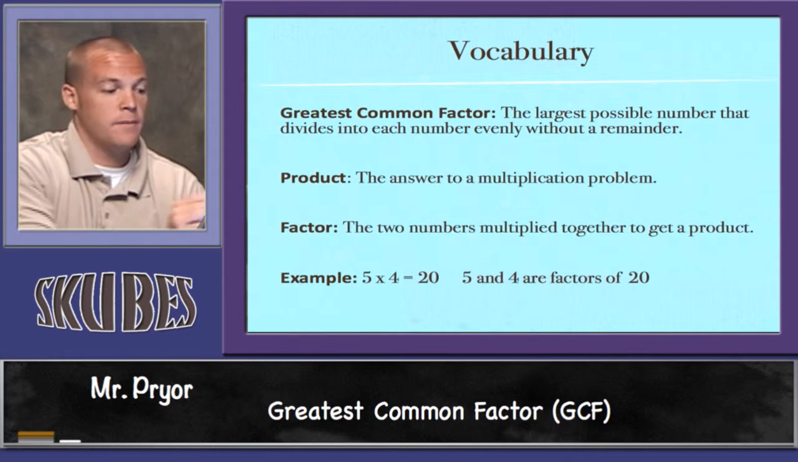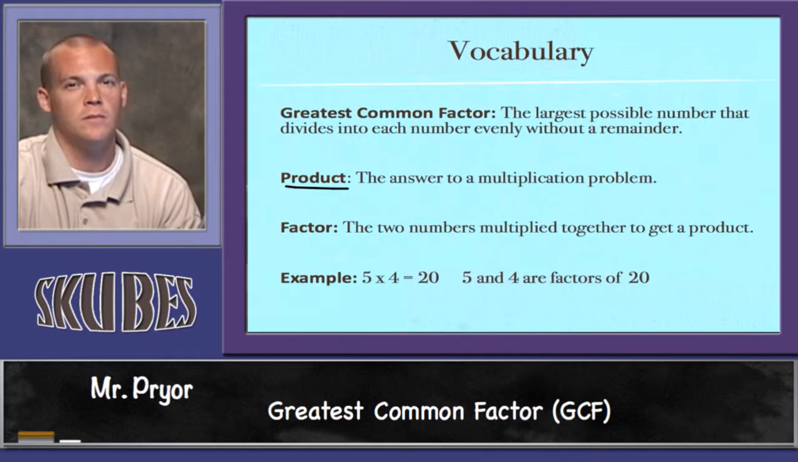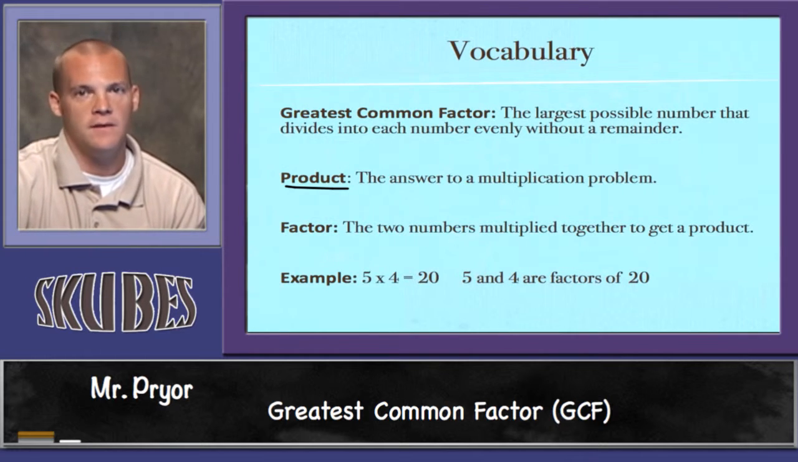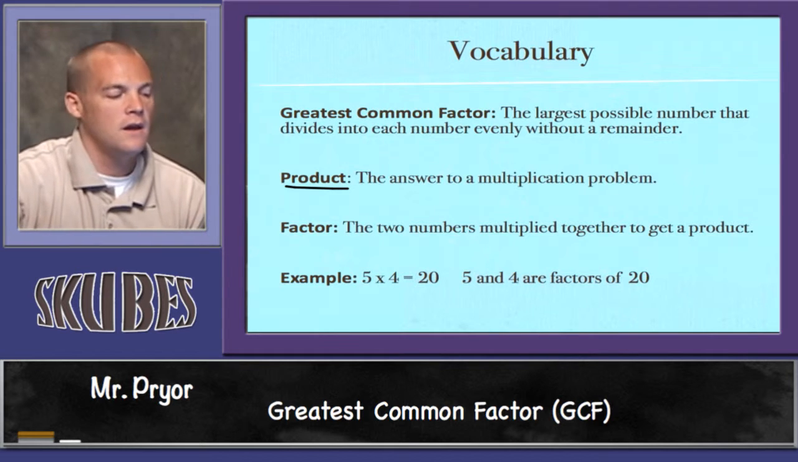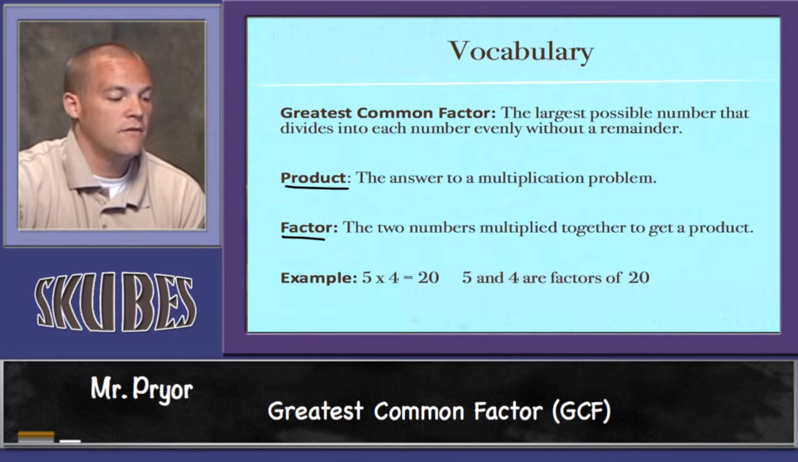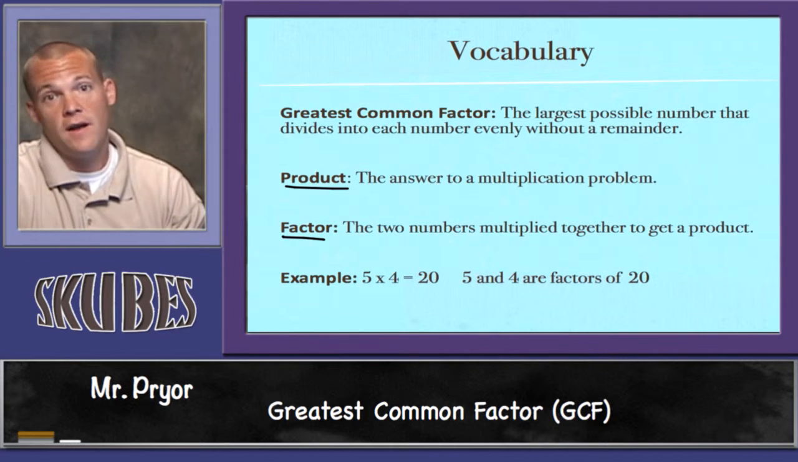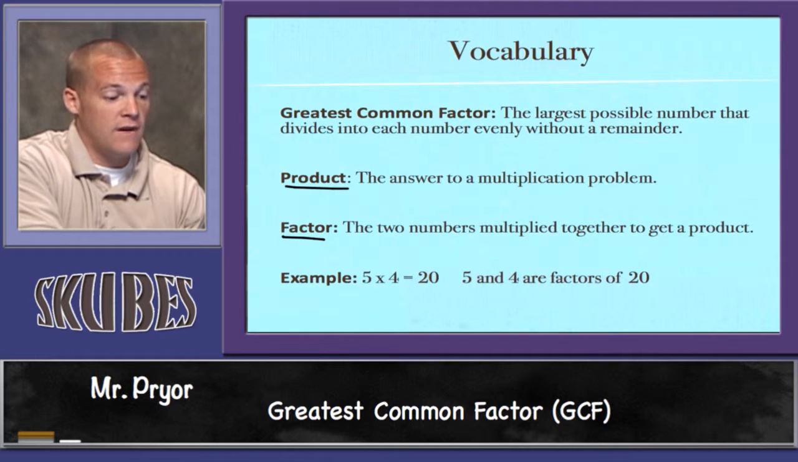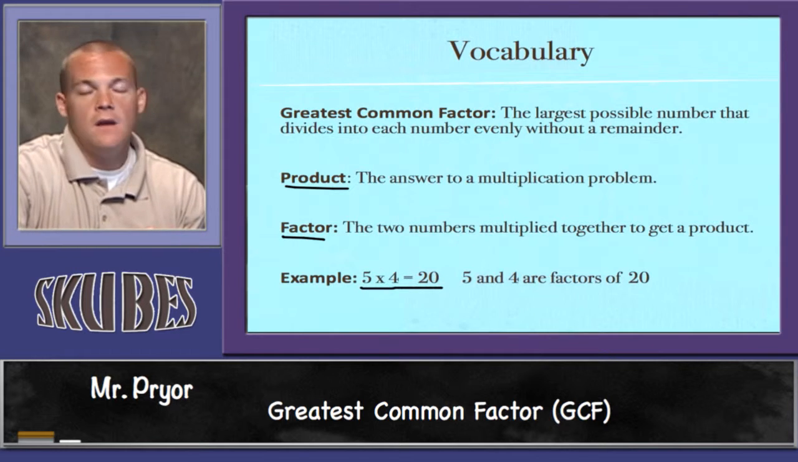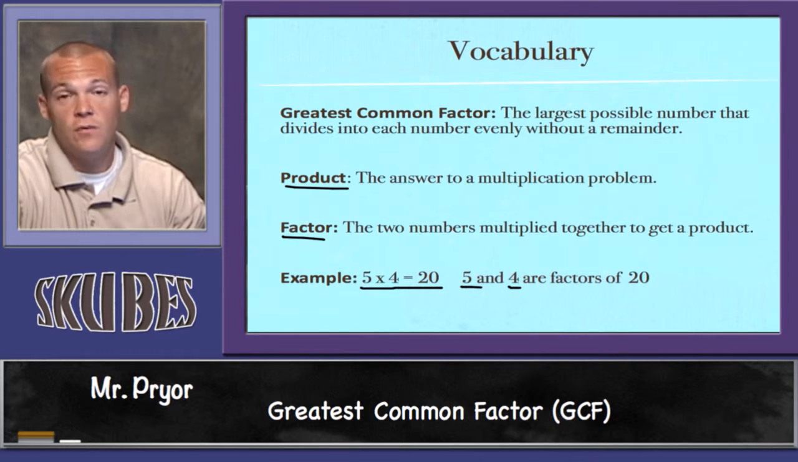You'll also need to know what a product is, and a product is simply the answer to a multiplication problem. Now, you may not hear me use that today. However, in dealing with multiplication, it may be a term that comes up, and we just want you to know what that means. Finally, factor. A factor are two numbers when you multiply them together that give you a particular product. So at the bottom here, you can see 5 times 4 equals 20. Well, what that means is that 5 and 4 would be considered your factors of 20.